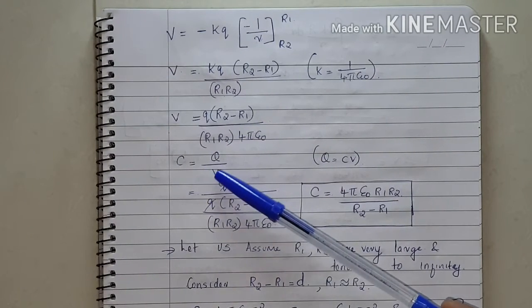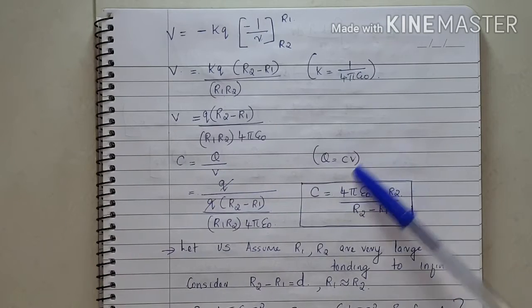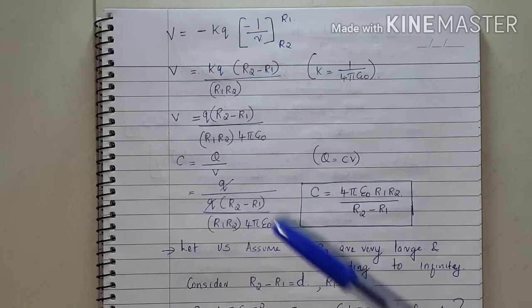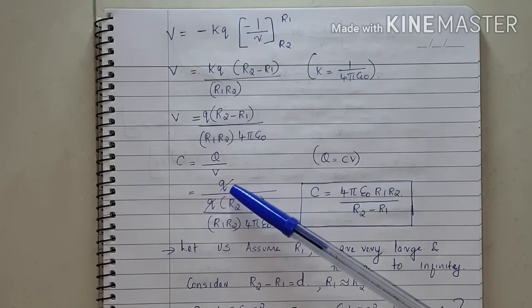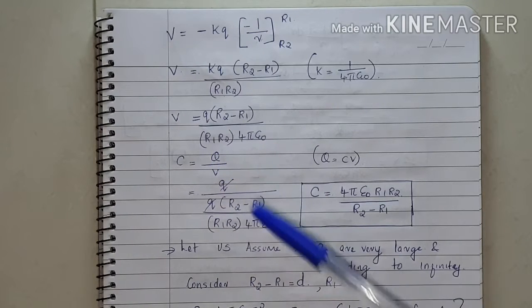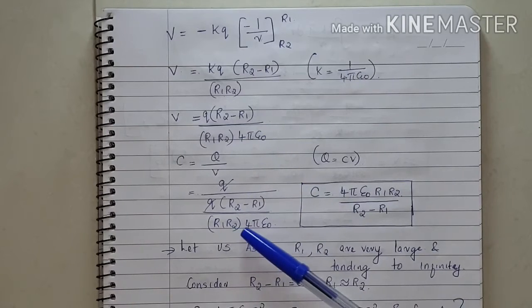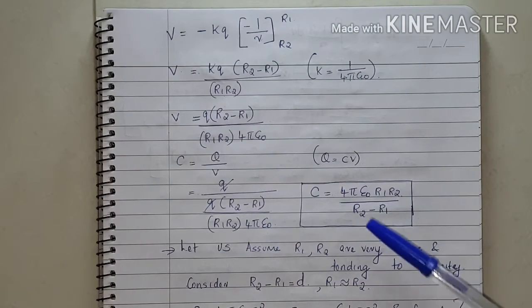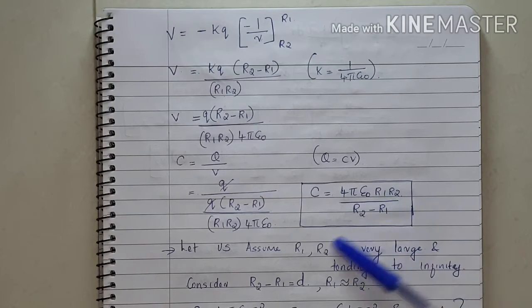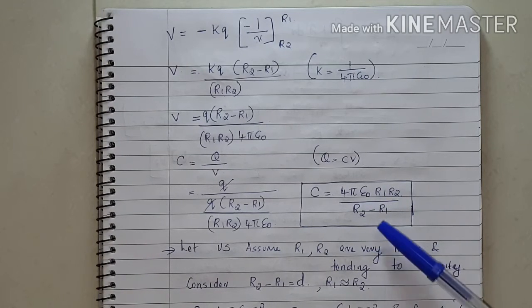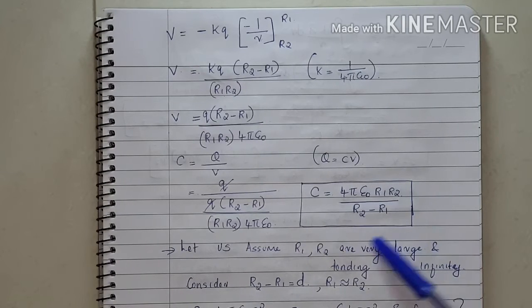And C is nothing but Q by V. From this equation we know that C equal to Q by V, that is, substituting the value for V, Q divided by Q into R2 minus R1 over R1 R2, 4 pi epsilon 0. That is, C equal to 4 pi epsilon 0 R1 R2 by R2 minus R1. This is the equation of capacitance in a spherical capacitor.